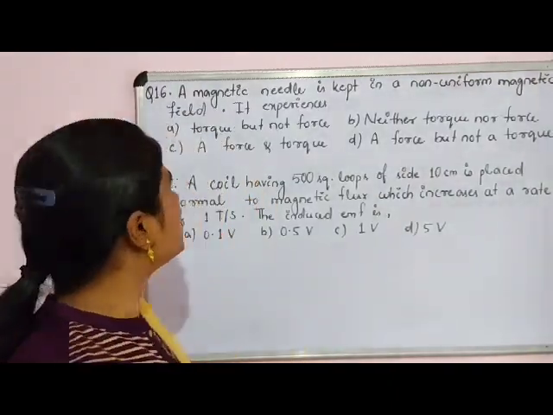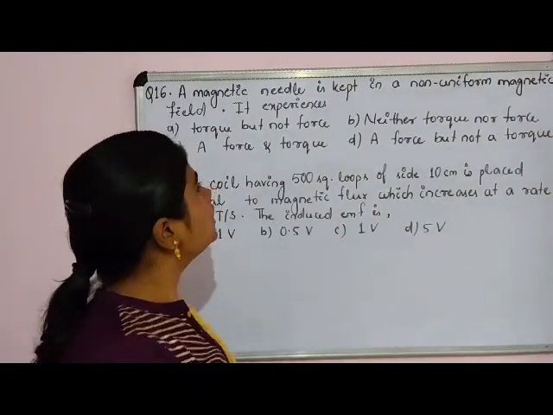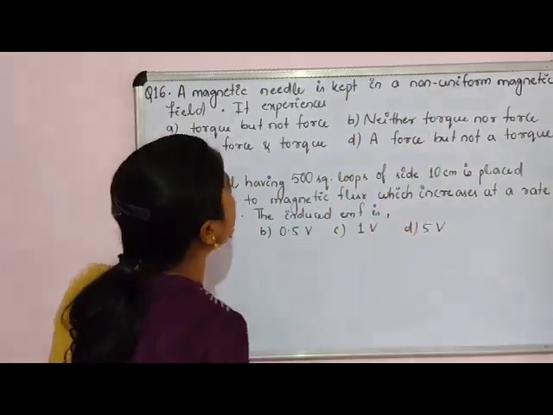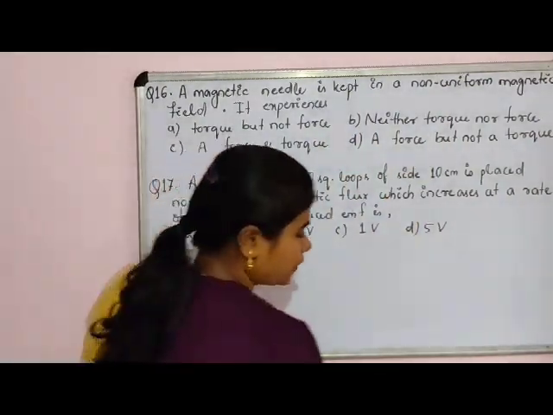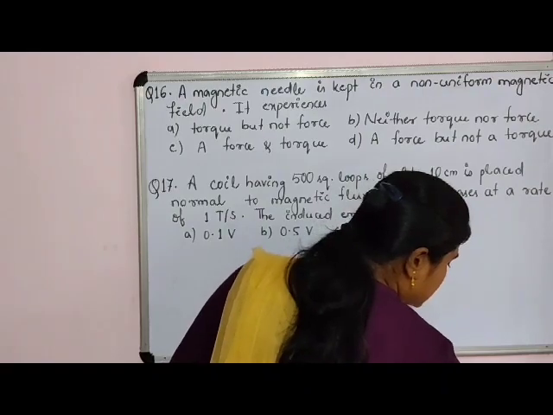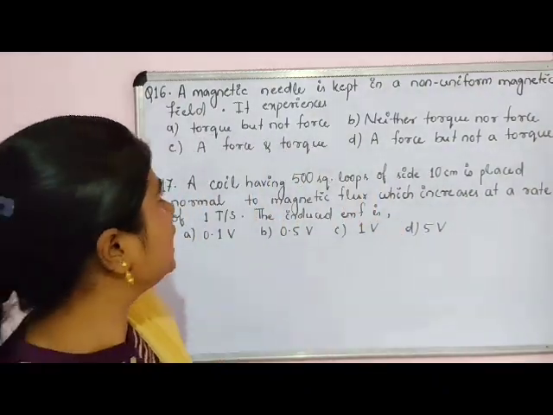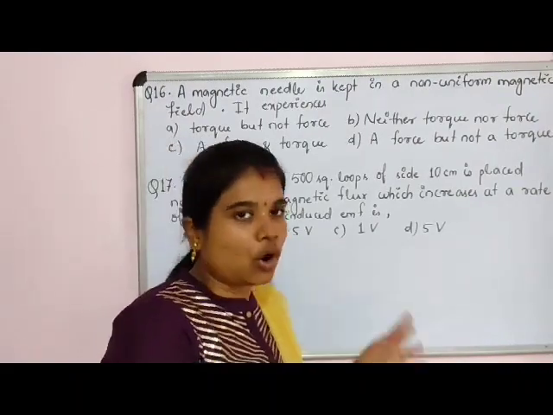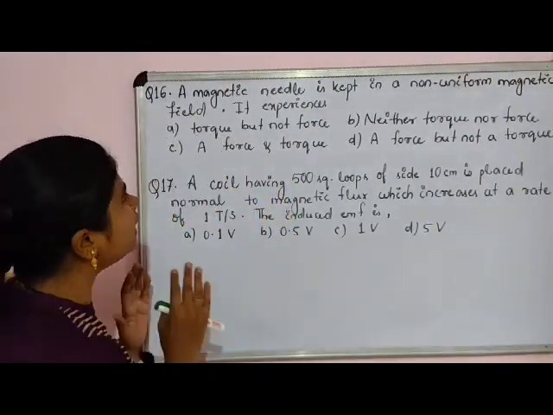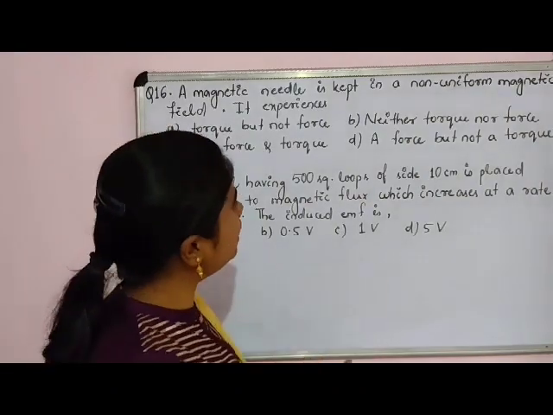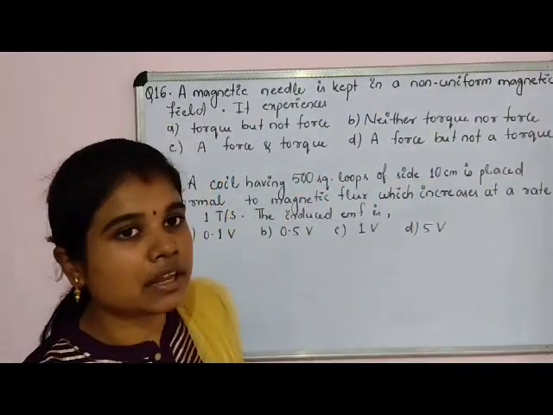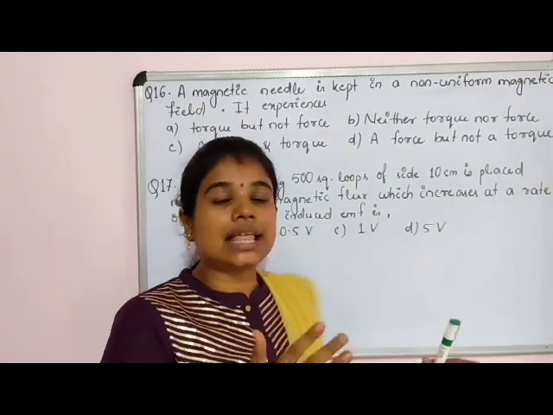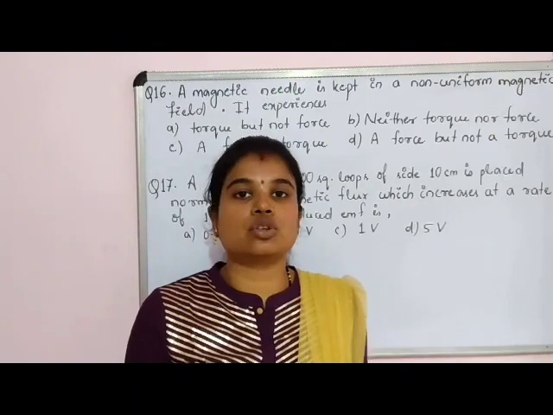Okay. Now we are having the 16th question with us. It is saying a magnetic needle is kept in a non-uniform magnetic field. So basically the magnetic needle is in a non-uniform magnetic field. Then what impact will it get? So the thing is, whenever a needle is in a non-uniform magnetic field, whatever magnetic force will act on the needle will be along different lines of action.